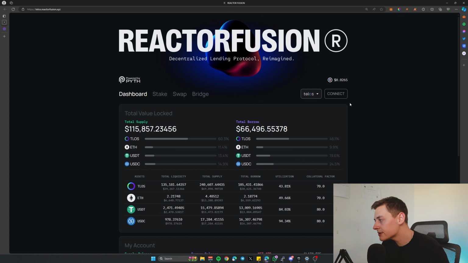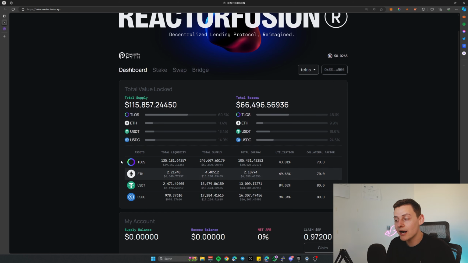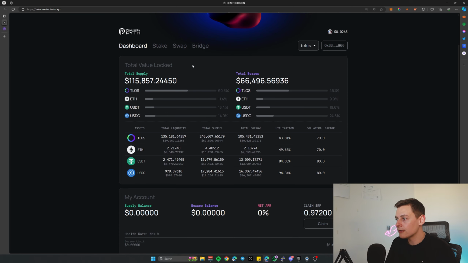So first of all, when you head down to Reactor Fusion, you need to connect your wallet. And I use MetaMask, so I'll connect it through there. For your first time, you'll probably have to accept the connection. Once you've done that, it's very quick, like I've just shown you. And as you can see here, there's quite a bit going on. So first of all, it will show you the overall statistics and the numbers of the protocol.